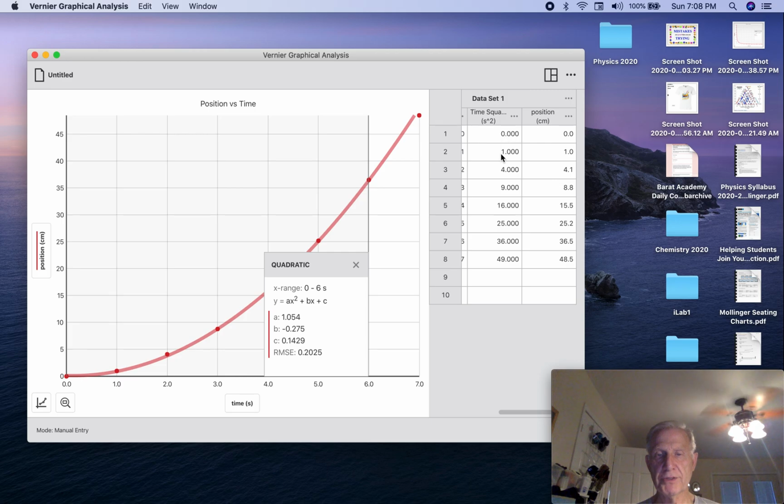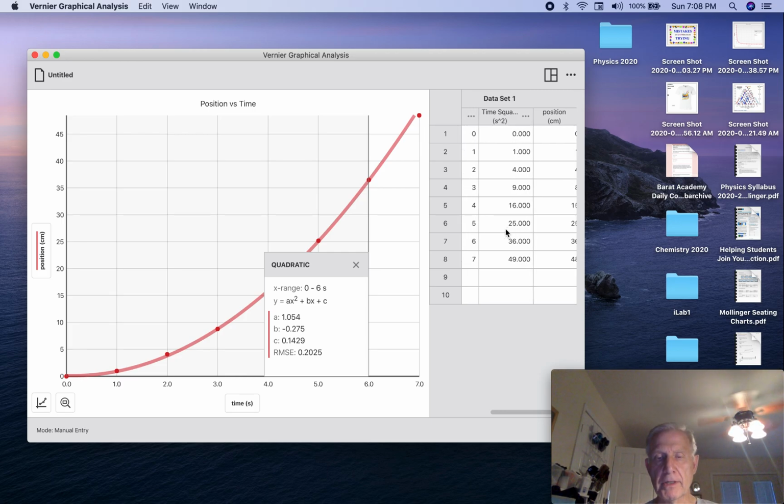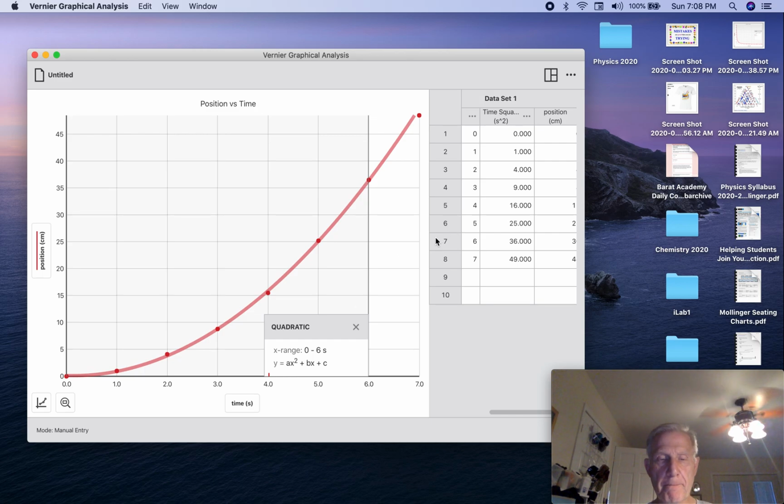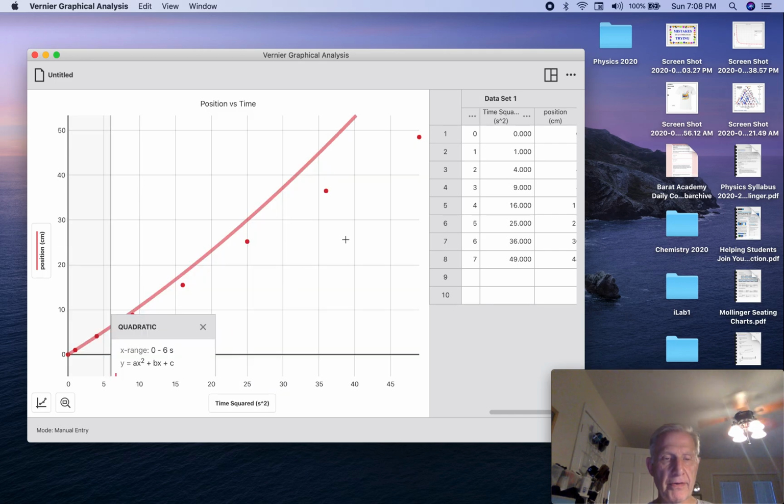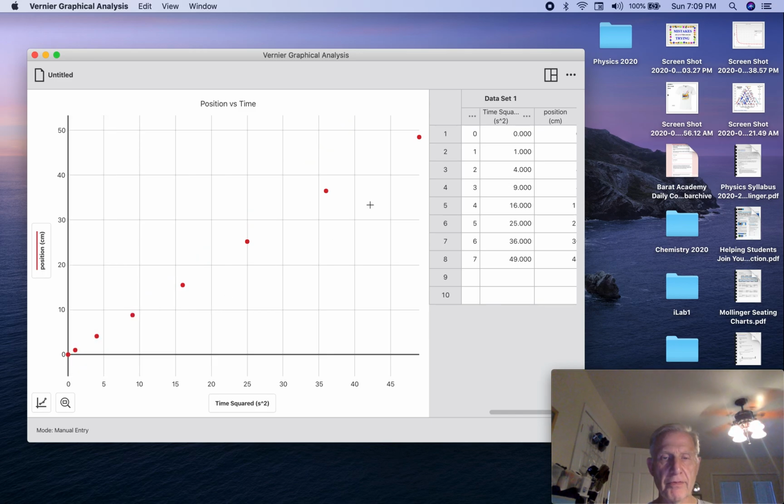And now we've got a whole bunch of points here. Look at that. That's just the time squared. But I don't see a graph. Where's the graph for that? Well, the graph is still saying I've got position versus time, not position versus time squared. To do that, I have some choices. I click on the time axis, and now I can put time squared. And there I've got a new set of points, but I've got to get rid of this quadratic fit. And there are my points for position versus time squared.